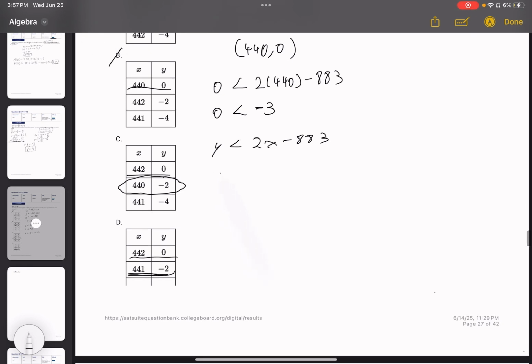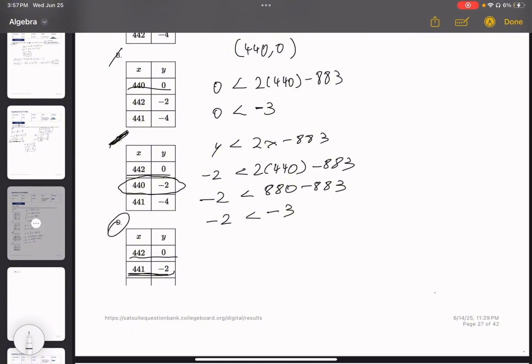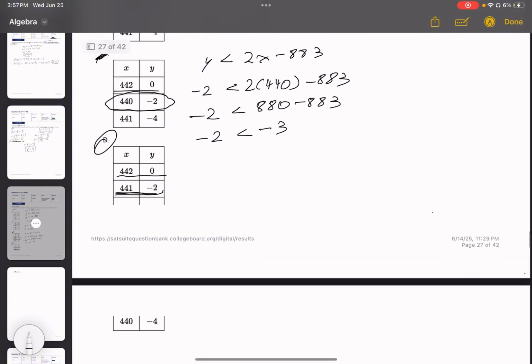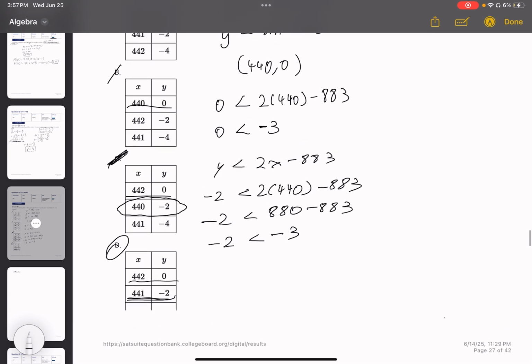And we have the point negative 2 is less than 2 times 440 minus 883. We get negative 2 is less than 880 minus 883. Negative 2 is less than negative 3. Does that look right? No, that is wrong. So we are left with D as our answer choice. You can plug in points just to make sure, but D is your answer for this question.